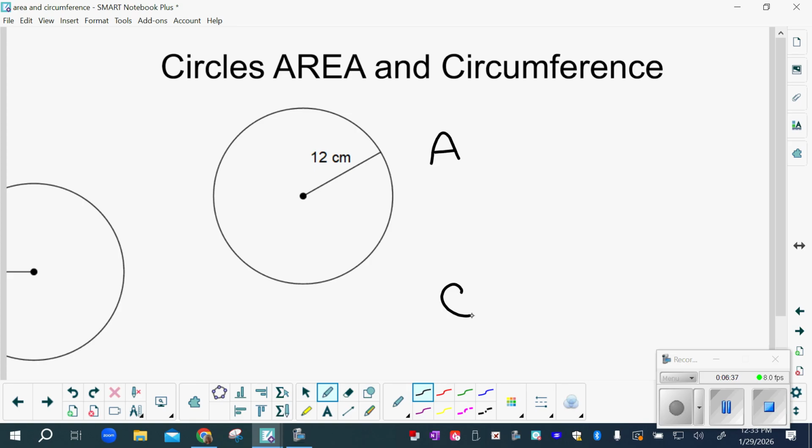Is that what you got for the first? How do I get this? How do you find C? Here's what I do. I looked at my little formula. It was 2 pi r, right? My r is this guy. So 2 pi 12. The calculator does it all. 75.3.